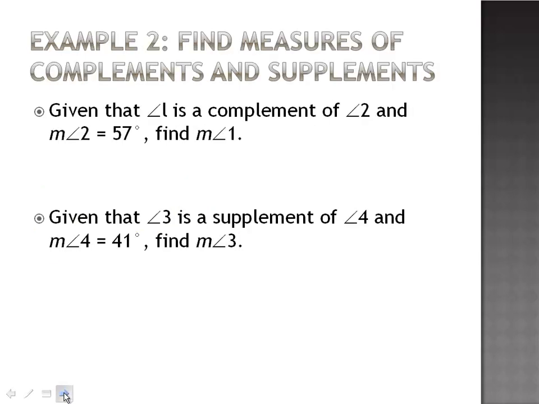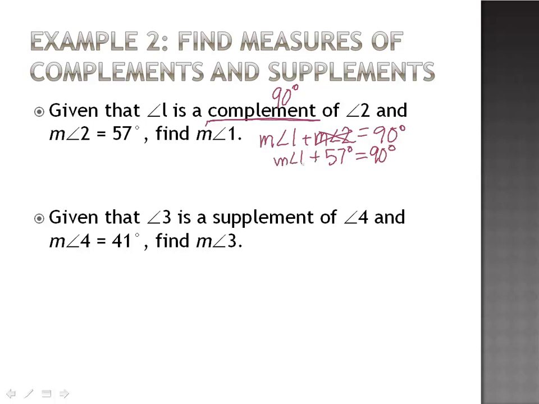Example 2, find measures of complements and supplements. So the first one, given that angle 1 is a complement, as soon as you hear complement, think it is right to give complements. That is 90 degrees. So angle 1 is a complement of angle 2, and the measure of angle 2 is 57 degrees. Find the measure of angle 1. Well, we can remember the measure of angle 1 plus the measure of angle 2 must equal 90 degrees because they're complements. So the measure of angle 2, let's put what that is in here. So it's like I've got a nice little equation here that I can use to solve to find the measure of angle 1. So I subtract 57 degrees from both, and the measure of angle 1 is 90 minus 57, which is 33 degrees.